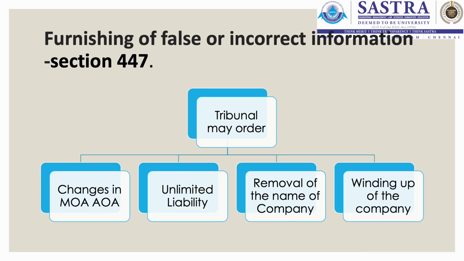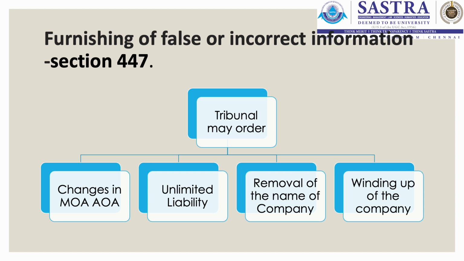Next, let us look at what are all the actions that the tribunal would take in case the company comes with incorrect information, or if it furnishes false information. Section 447 deals with the actions that would be taken on the company when they furnish any false or incorrect information while incorporating the company.